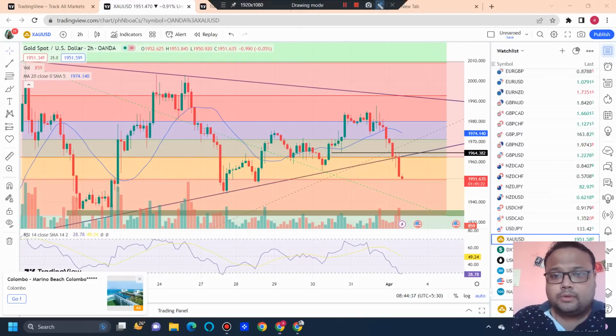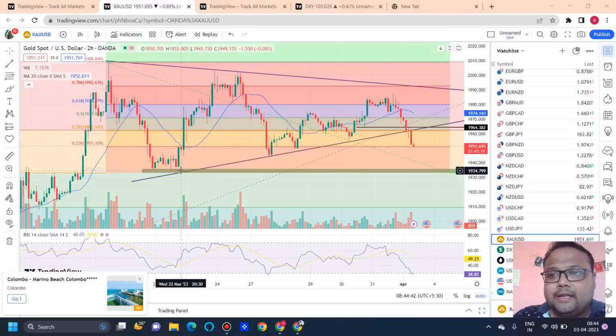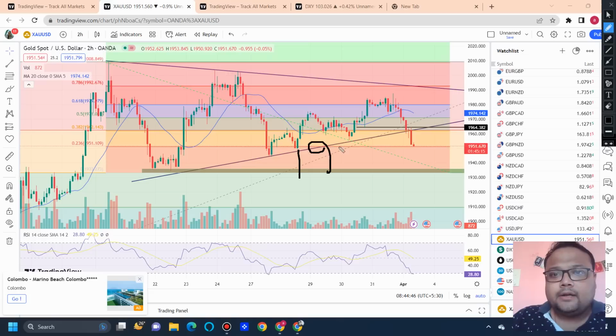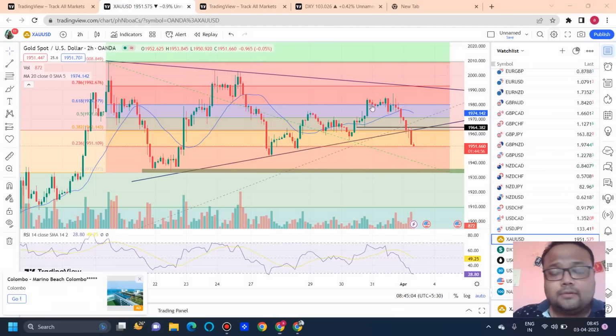Okay, so the best support right now in front of us is around 1934 to 1935 level. 1934 to 1935 is the only reliable support where you can expect the market to give you a proper bounce, where you can expect the market to take some support, to take a pause. And in this condition, there is a good chance that the market will break everything and go down.